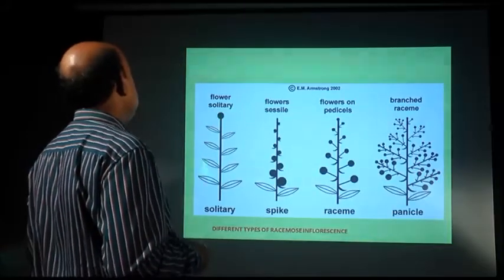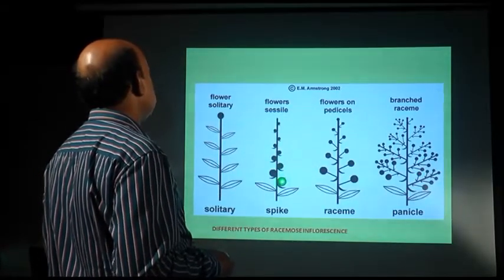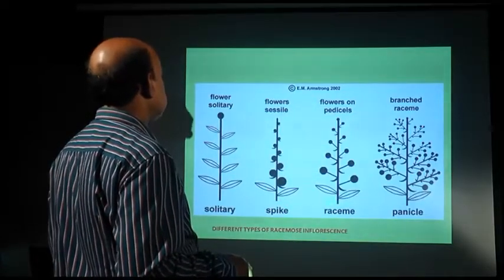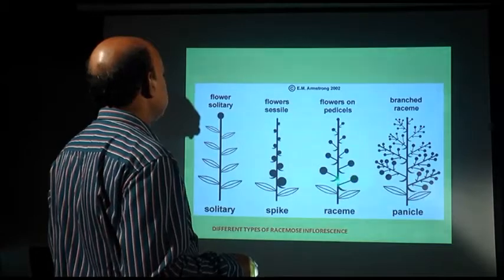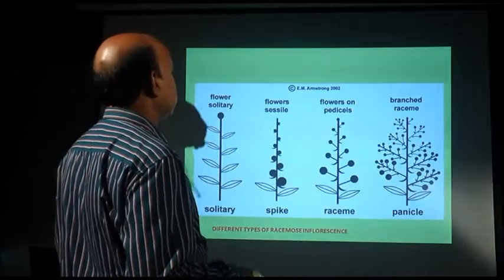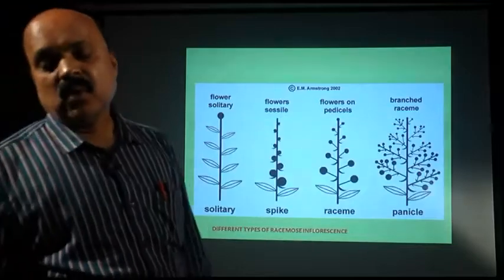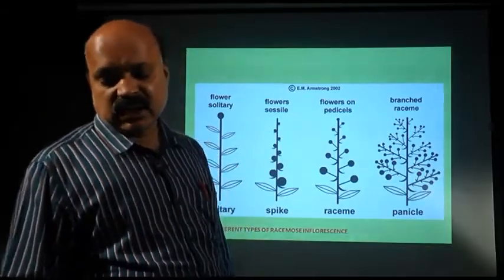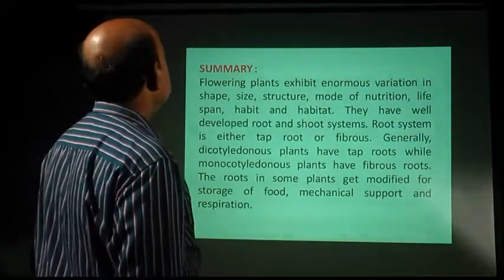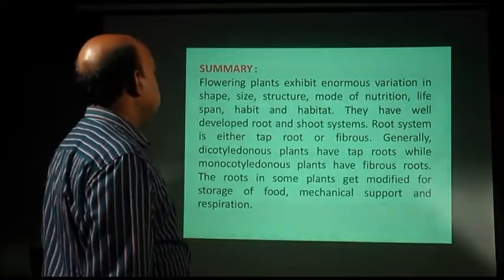So first, in the solitary flower, the inflorescence has a single flower. Second, there are many florets without any individual stalk, that is called a spike. A spike with individual florets having a pedicel is called a raceme. And when the raceme is branched, or raceme of raceme, or compound raceme, that is called a panicle.